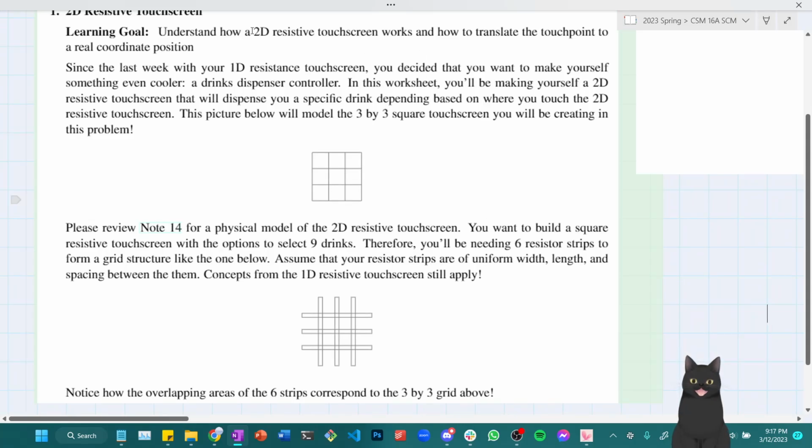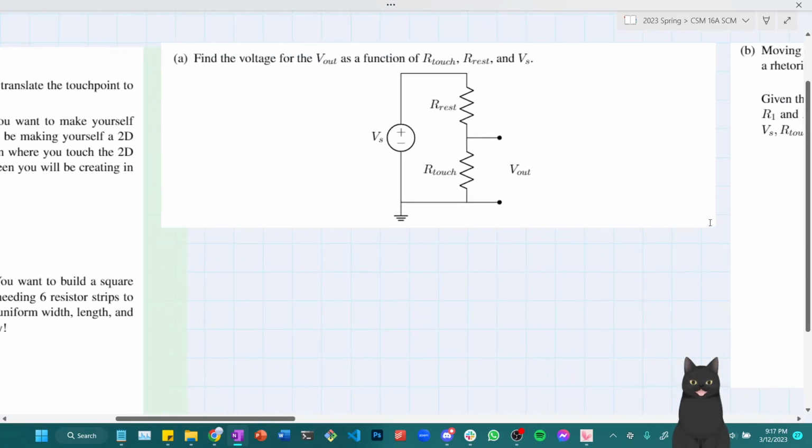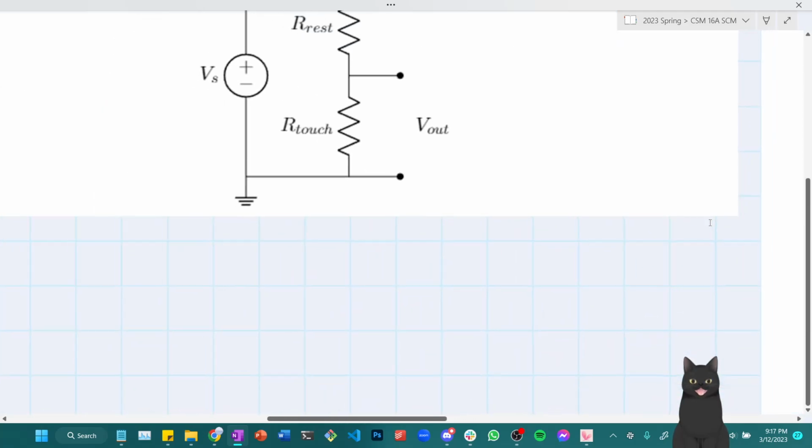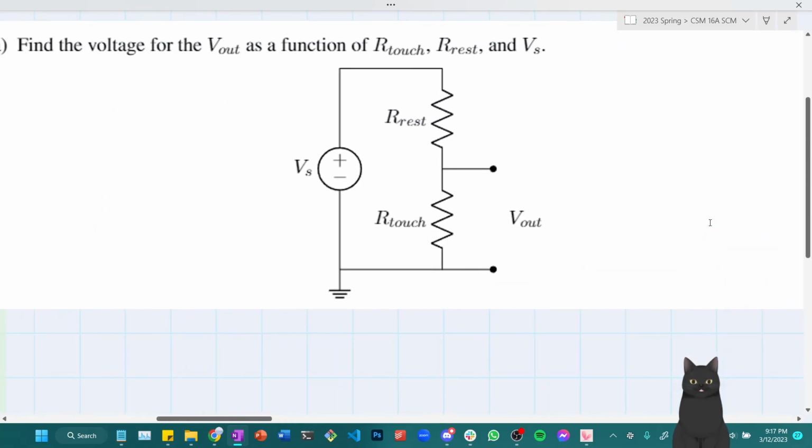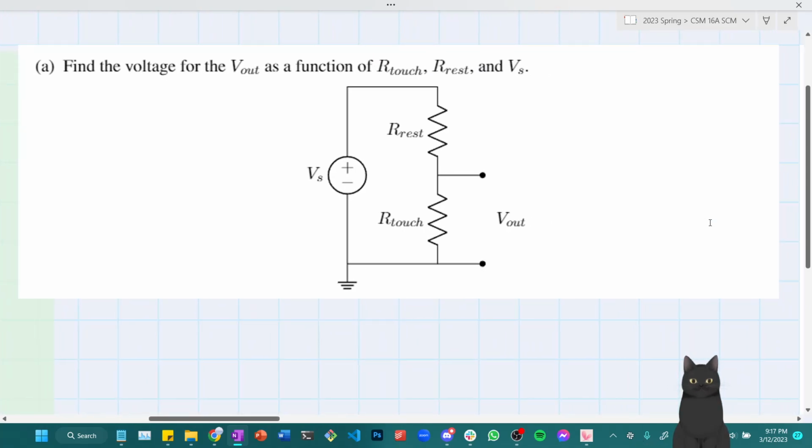So last week we were talking about the 1D resistive touchscreen, which is based on a voltage divider system that we'll talk about again later. And in this worksheet, we'll be making a 2D resistive touchscreen that will serve the purpose of dispensing you drinks. And we also have a link for a lecture note here about the physical model of a 2D resistive touchscreen, which is the part that I'm not going to give a mini lecture about, but let's just walk into the problem so we can continue discussing resistive touchscreens.